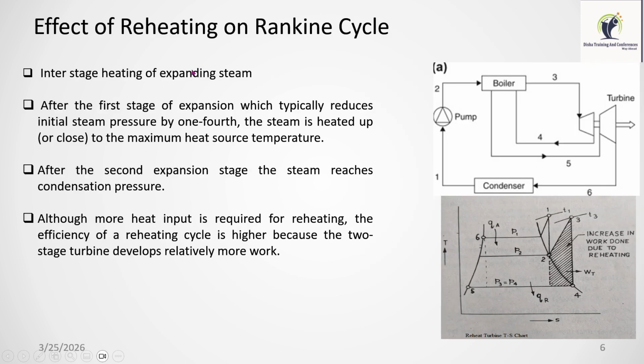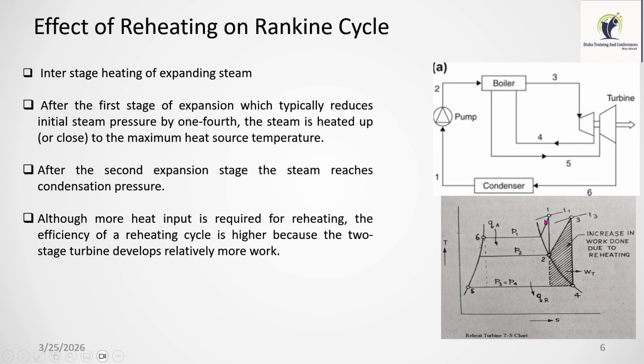Now reheating of the Rankine cycle. Reheating means we take the boiler and increase the temperature. High-pressure, high-temperature steam goes to the turbine. After some expansion, we take the steam and give it again to the boiler, and reheat it in the boiler. We use it in the MP turbine, the medium-pressure turbine, expand it, and then it goes to the condenser.